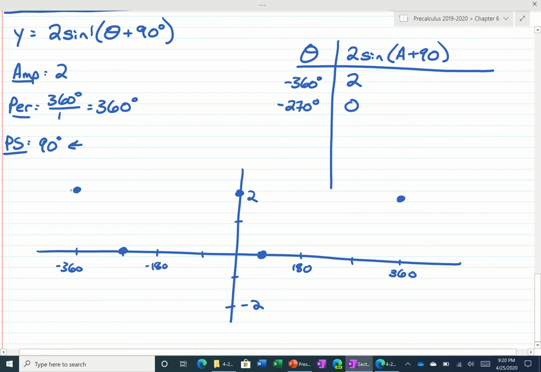Okay, it looks kind of like the graph's doing this. We know what sine looks like. So let's maybe test a few more. How about negative 180? Negative 180, store for A. I'm going to ask my calculator to figure it out. It's telling me it's negative 2. So I'm kind of guessing the graph's going to look like this.